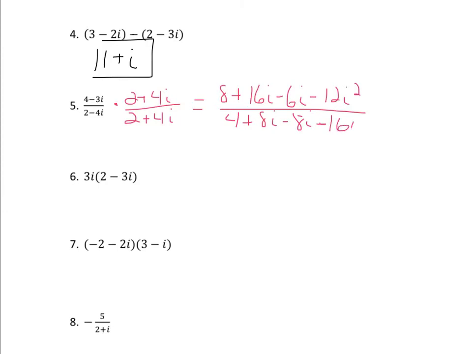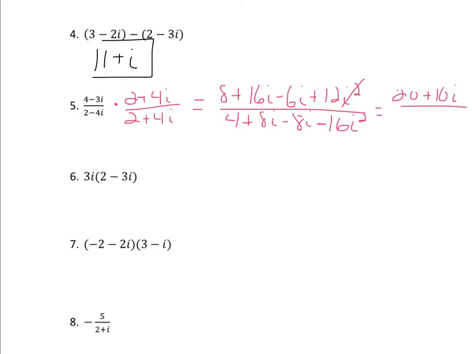Minus 16i squared. Okay, so let's work these out. On top, remember we have this i squared. It's -1, so change the sign. And we can combine like terms. We've got 8 plus 12 is 20. 16 minus 6 is plus 10i.